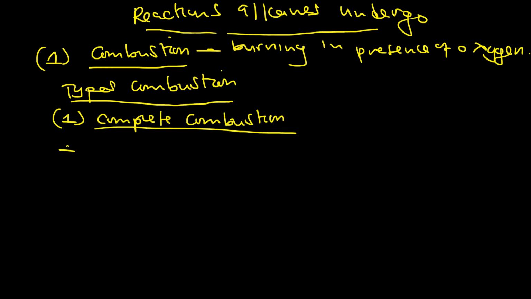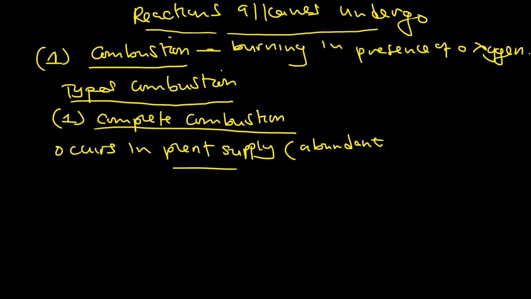So in other words, it occurs in plenty of supply. Pay attention to the terms. You will not be told whether you are dealing with complete combustion or incomplete combustion, but through the terms that are used, such as plenty, you know that it is complete combustion. Other terms that might be used for complete combustion are abundant or abundance, or full supply. Where you find plenty supply, full supply, or abundance of oxygen or air, just know that it is complete combustion.